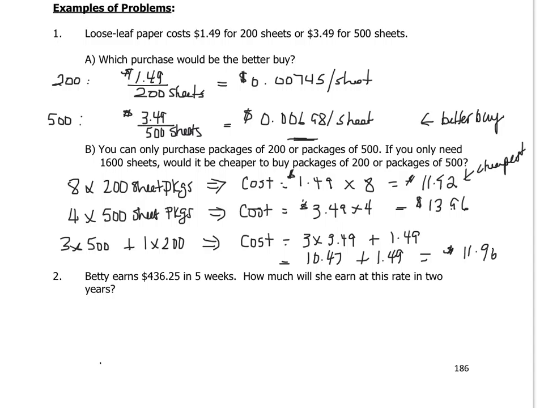might have to consider some things like, okay, that's the cheapest, but I have exactly the amount I need. So if I wanted to have a few extra for just 4 cents more, I could go with the 3 packages of 500 and the 1 package of 200.